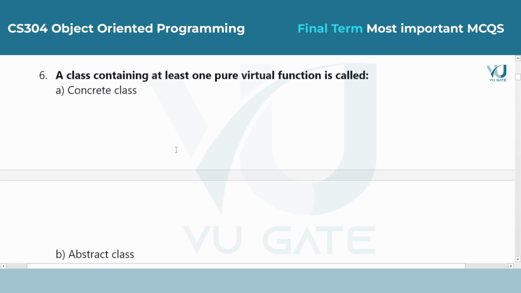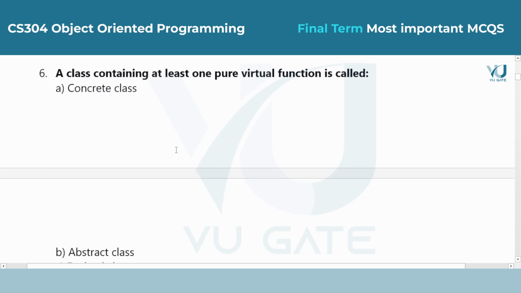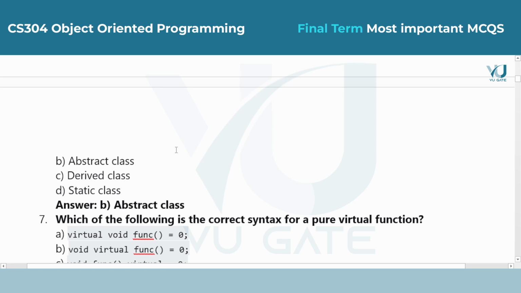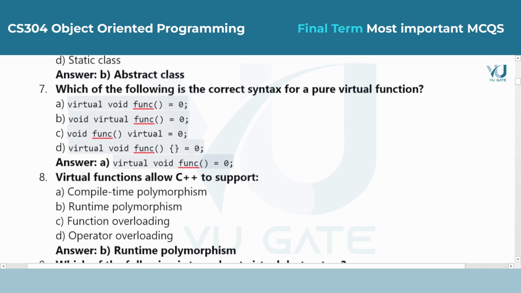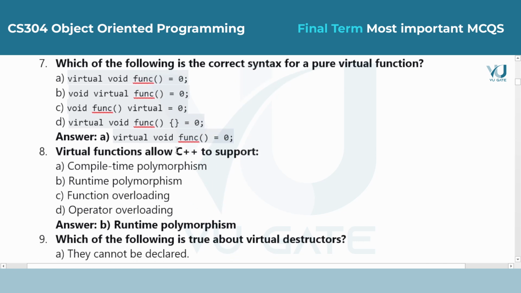Q6. A class containing at least one pure virtual function is called. Answer. B. Abstract class. Explanation. An abstract class is a class that cannot be instantiated on its own and must contain at least one pure virtual function to define an interface.